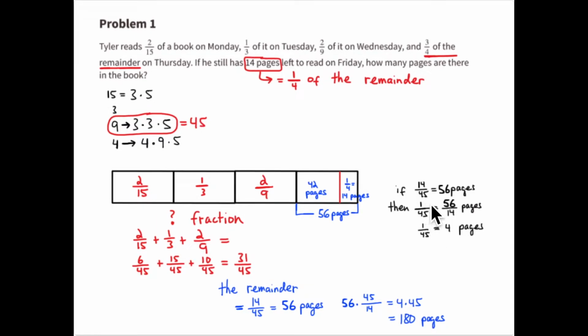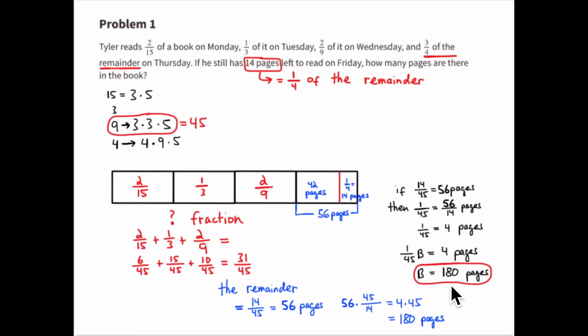So 14/45 equals 56 pages. Then how long is 1/45? Well, it's 56 divided by 14. 14 parts equals 56, so one part is 56 pages divided by those 14 parts. 1/45 is equal to 4 pages. And then to get the whole book, 1/45 equals 4 pages, then 45 times 4 pages is equal to 180 pages. And again, you're multiplying by the multiplicative inverse. So it shows up all over the place in here.